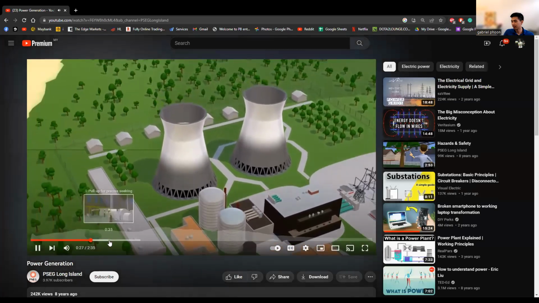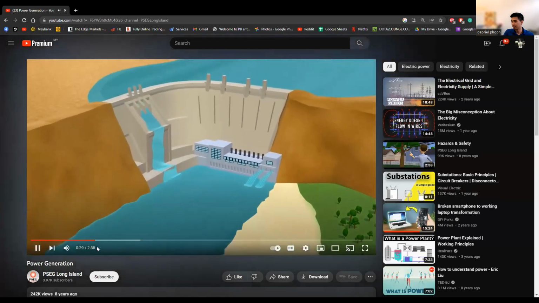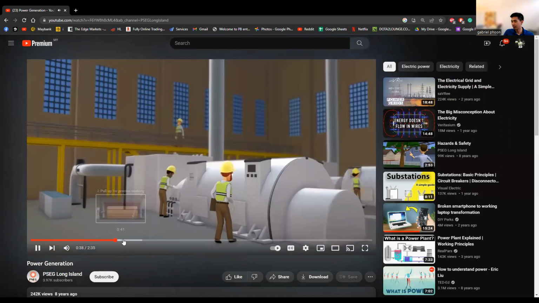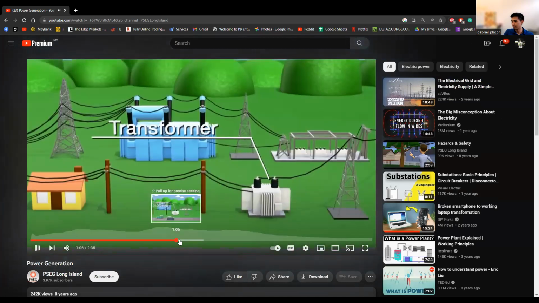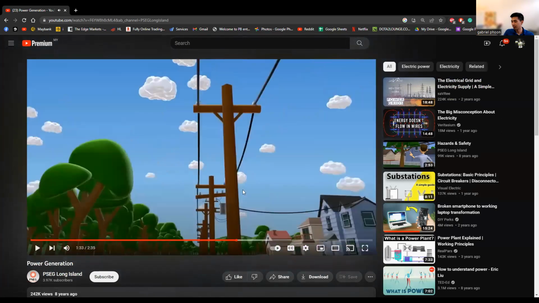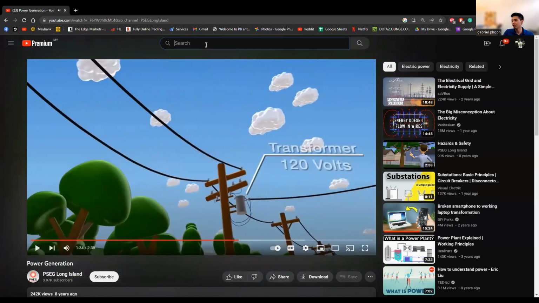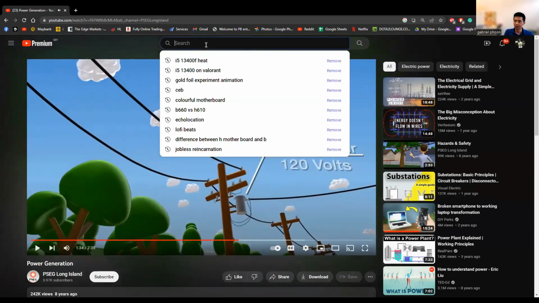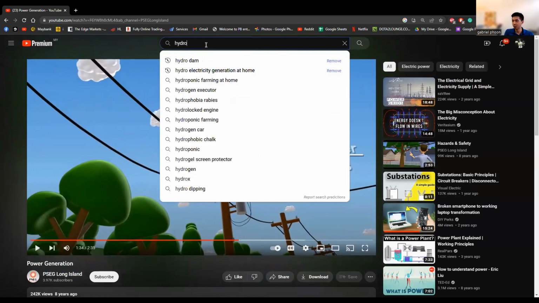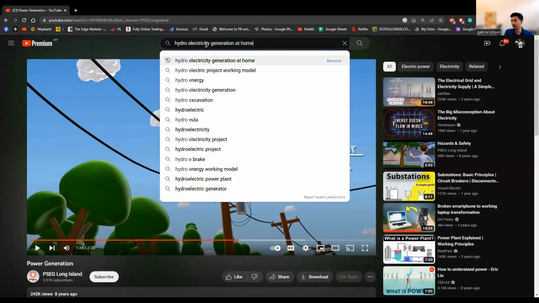There are also natural sources of power from dams, hydroelectric plants, which just generate power that we can use. Okay, let me show you the working principle of hydroelectric.